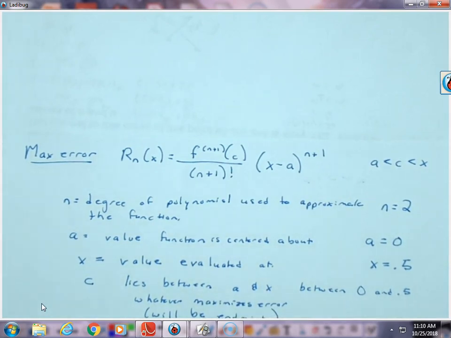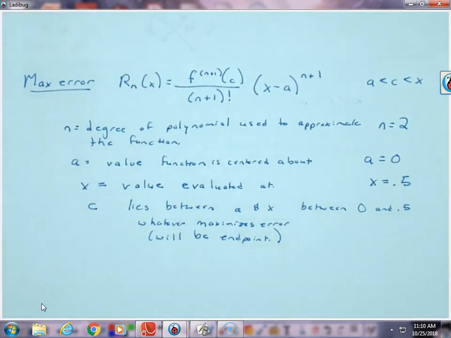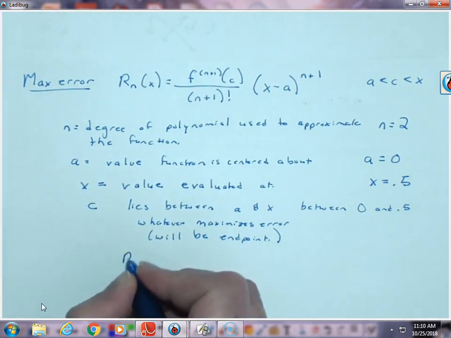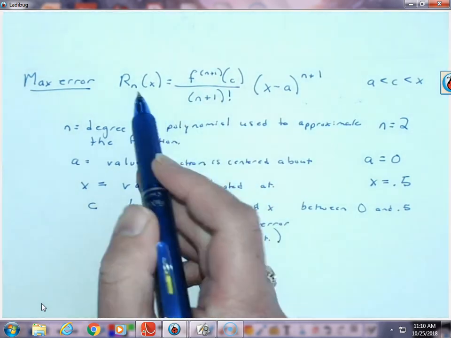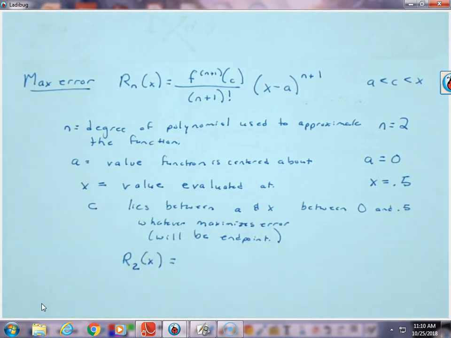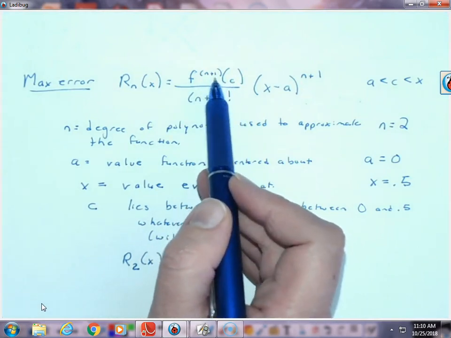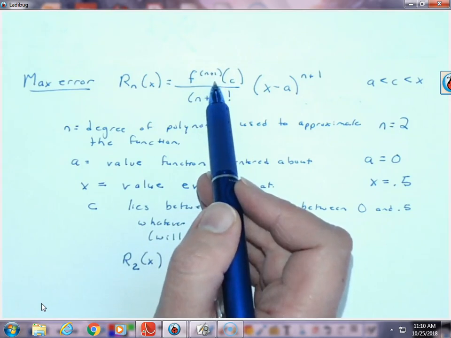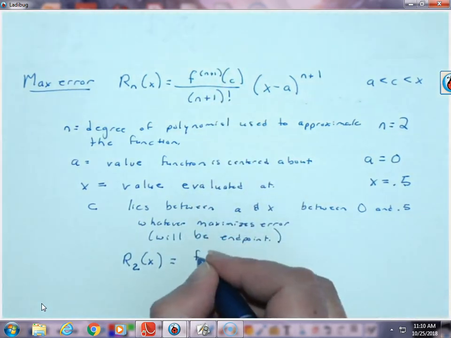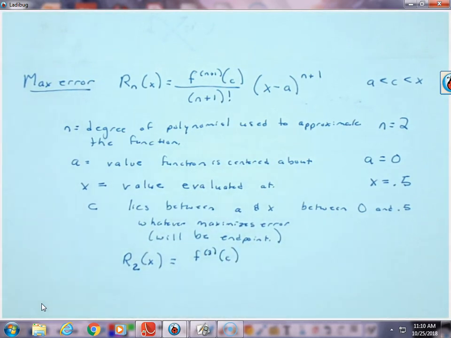So now we're going to try to substitute all that stuff into that formula. And that'll give us our max error. Okay. So this will be the error in the second degree polynomial. So n was 2, so the R2 of x, the error that I got in the second degree polynomial. This is n plus 1, and this is representing the derivative. They do it like that because you're not going to be putting a bunch of prime marks, even if it was only the second derivative. So this is going to be the third derivative evaluated at C. And C is going to be whatever makes it the biggest, between 0 and 0.5.